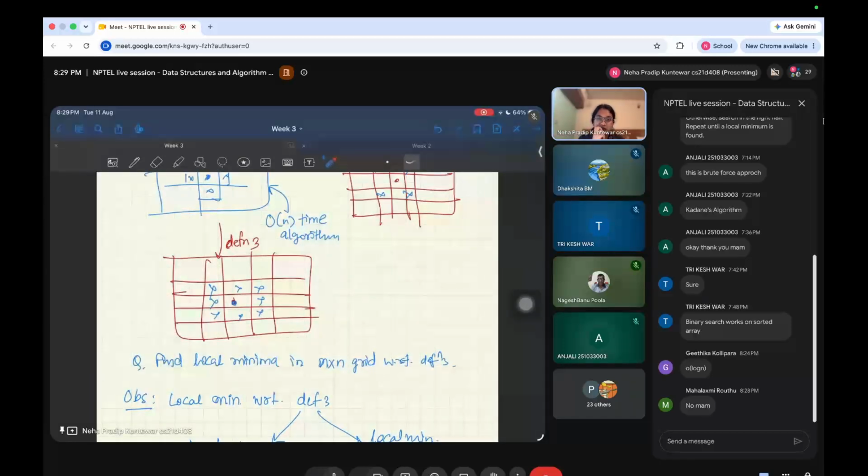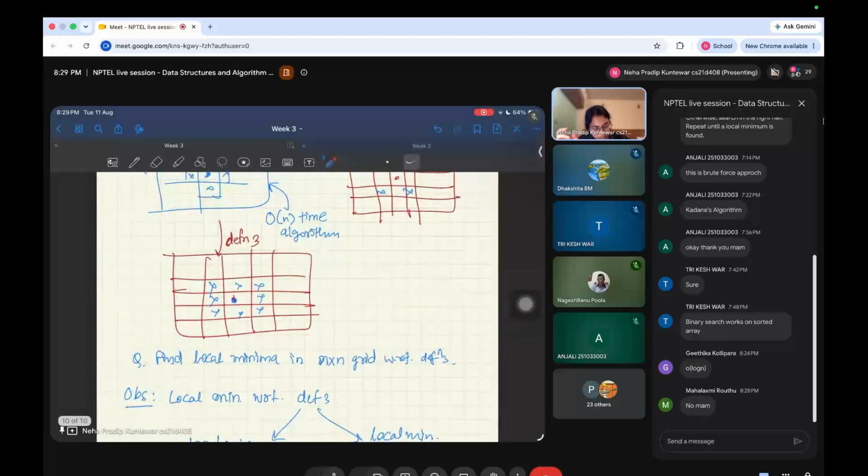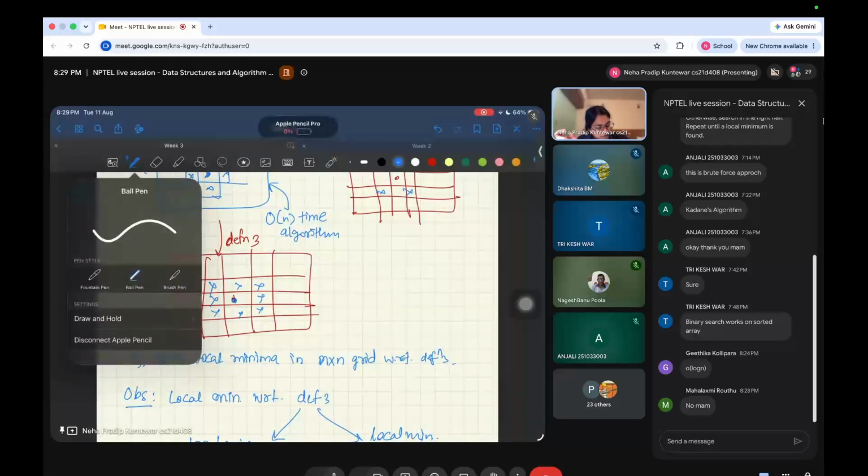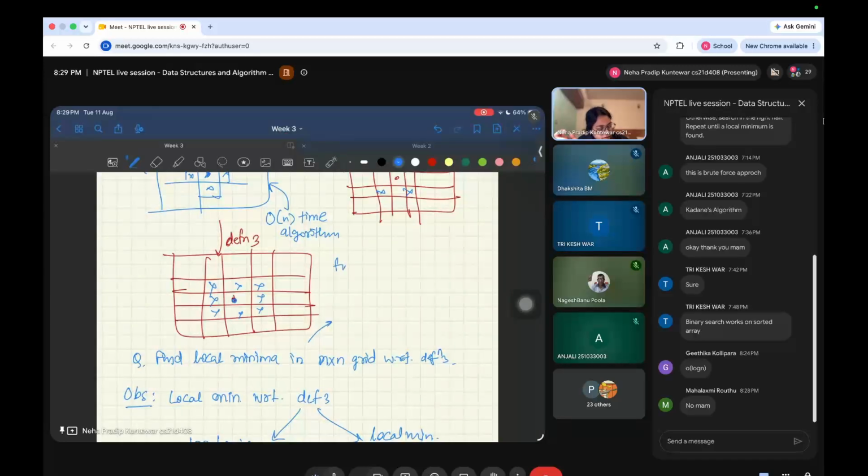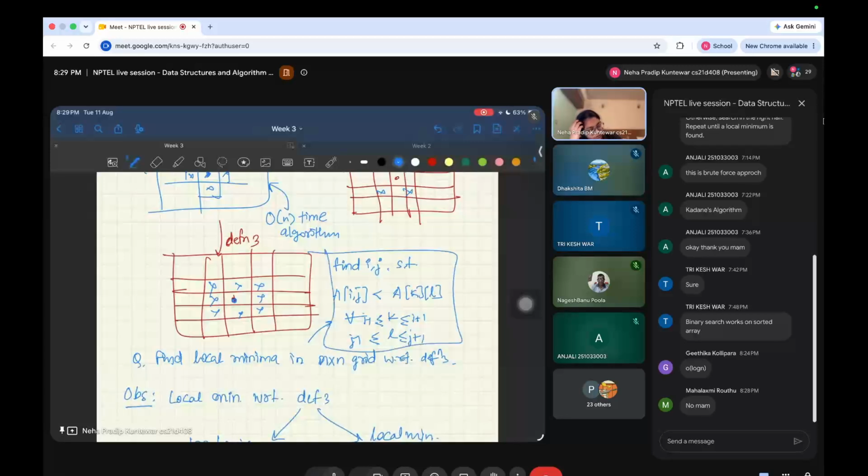Is the question making sense now? So just to be more explicit, what I mean by this is find i comma j such that a of i comma j is smaller than a of k comma l for all k between i minus 1 and i plus 1 and l between j minus 1 and j plus 1. This is the formal definition.